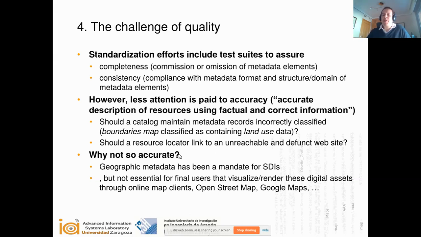And maybe this is something specific for geographic metadata, because there was an obligation to generate metadata records in spatial data infrastructures, but maybe they are not as essential as in other domains, maybe in a library, because final users can visualize or render these digital assets through online map clients, through OpenStreetMap, or maybe through Google Maps. But the basic pieces of data sets are sometimes not very well described or not very well up to date.